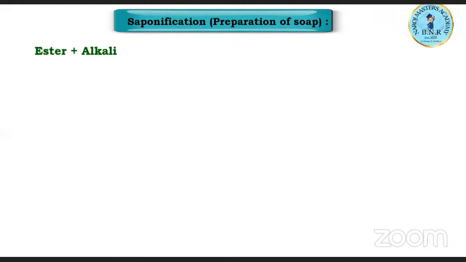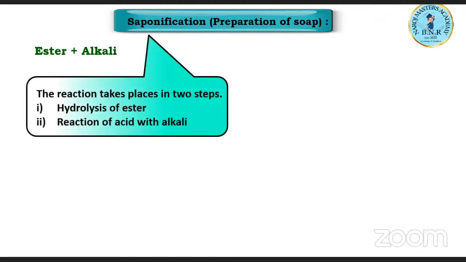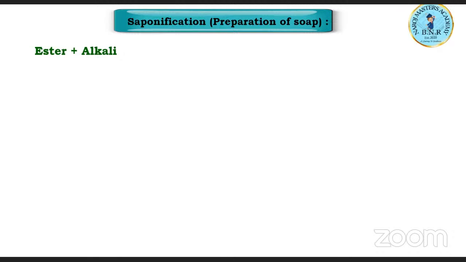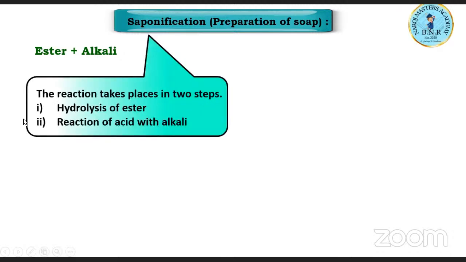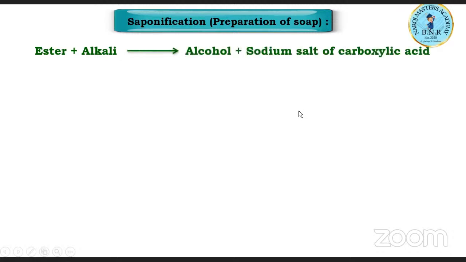Now, ester plus alkali. What is the chemical formula of ester? CH3COOCH2CH3. Very good. And alkali: what is the meaning of the word alkali? Bases which can dissolve in water are known as alkalis. Here the reaction takes place in two steps: hydrolysis of ester and reaction of acid with alkali. Hydrolysis means adding hydrogen or removing hydrogen.